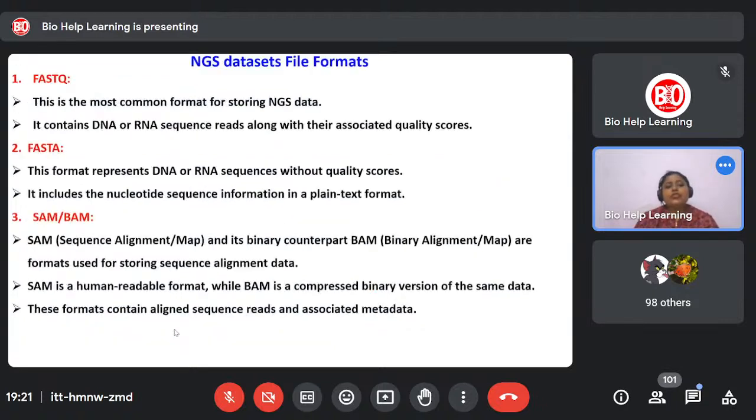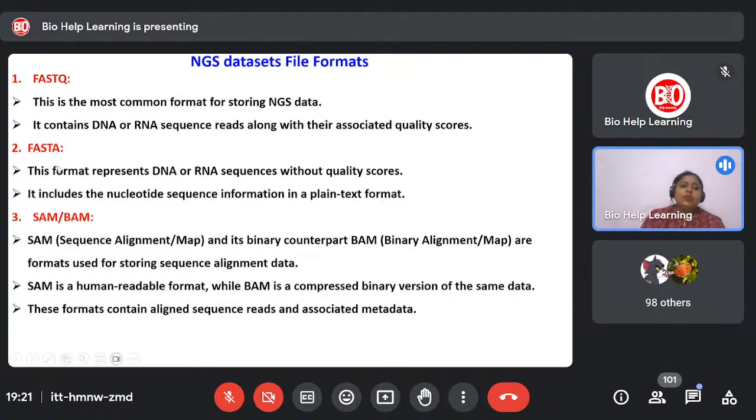Next slide. So now, after sequencing, those data were submitted into the various repositories. Now, if you are getting this, this data set must be in particular file formats. So here is a list of formats which are related to NGS only. The first one is the FASTQ, the most common file format of NGS data sets. This is the most common format for storing the NGS data, which contains DNA or RNA sequence reads along with their associated quality scores.